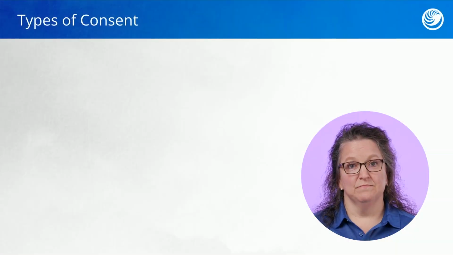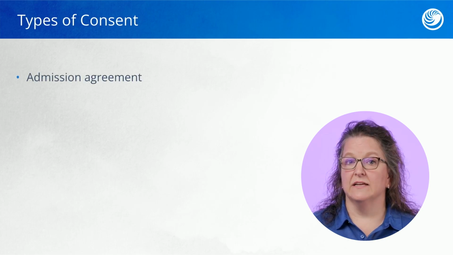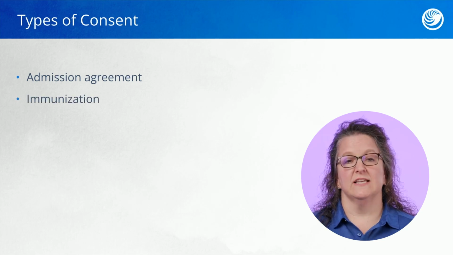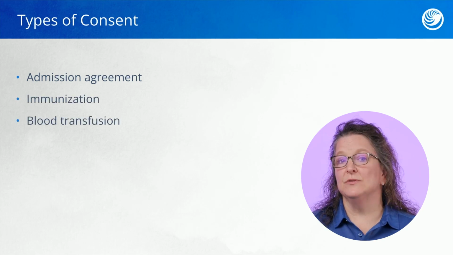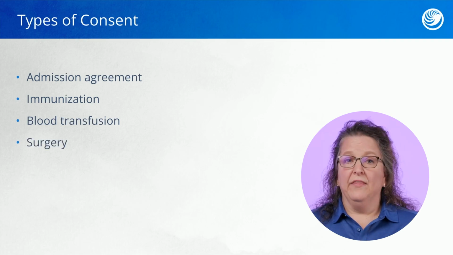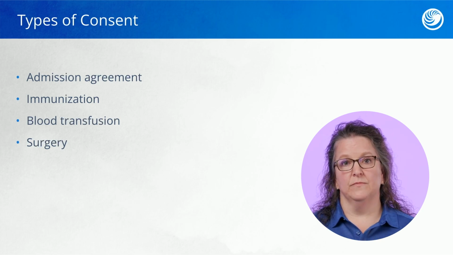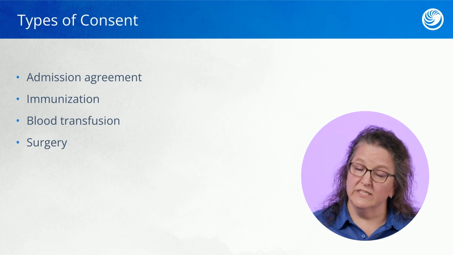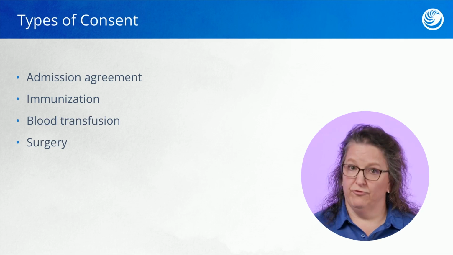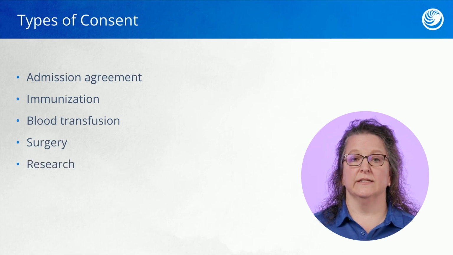There are different types of consent. Admission agreement. This is when the client comes into the hospital, they sign a consent agreeing to be treated in the hospital. Immunizations require a consent. Blood transfusion and blood product consents are separate from surgical consents. We can't assume that a client who agrees to have surgery would also agree to have a blood transfusion. Some clients, due to cultural or religious beliefs, will not accept blood transfusions. So this is a separate consent from the surgical consent. Research requires its own consent, and we'll talk about that in just a little bit.